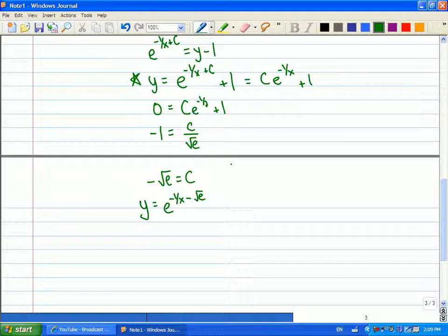And the last part of the question says, for the particular solution, describe the limit as x goes to infinity. So for part C, what is the limit as x goes to infinity of e to the negative 1 over x minus root e? All right, so what do you think? How can we simplify this as x goes to infinity? How can we write that?